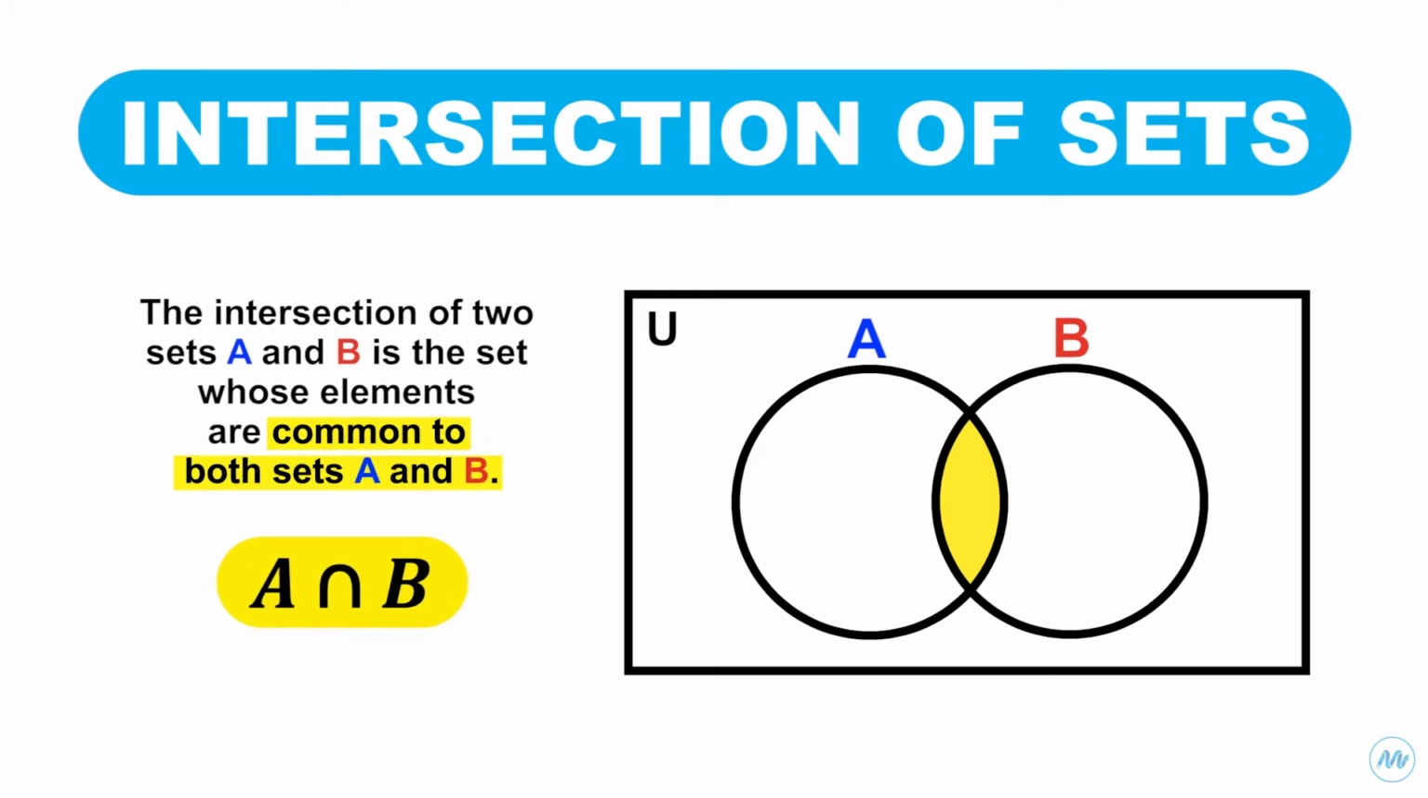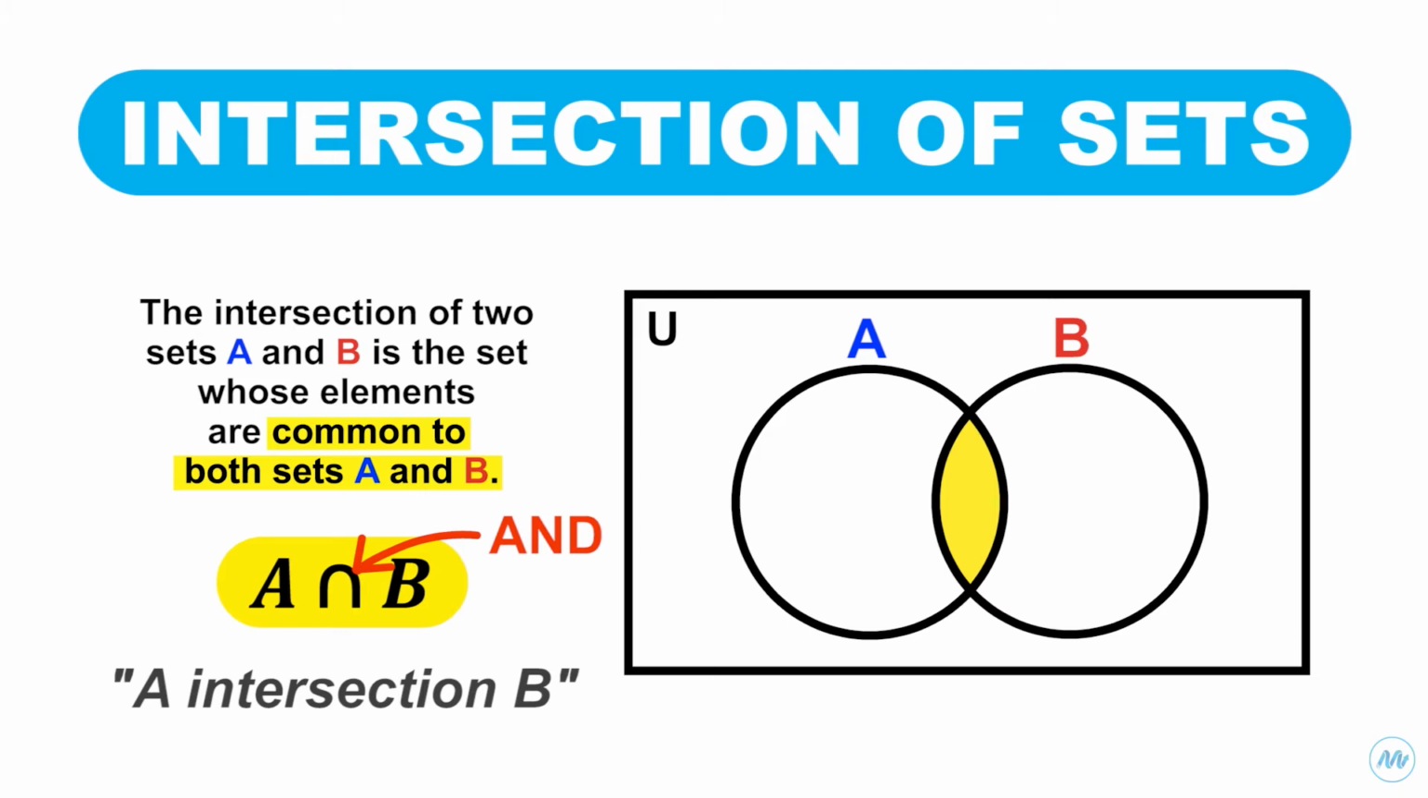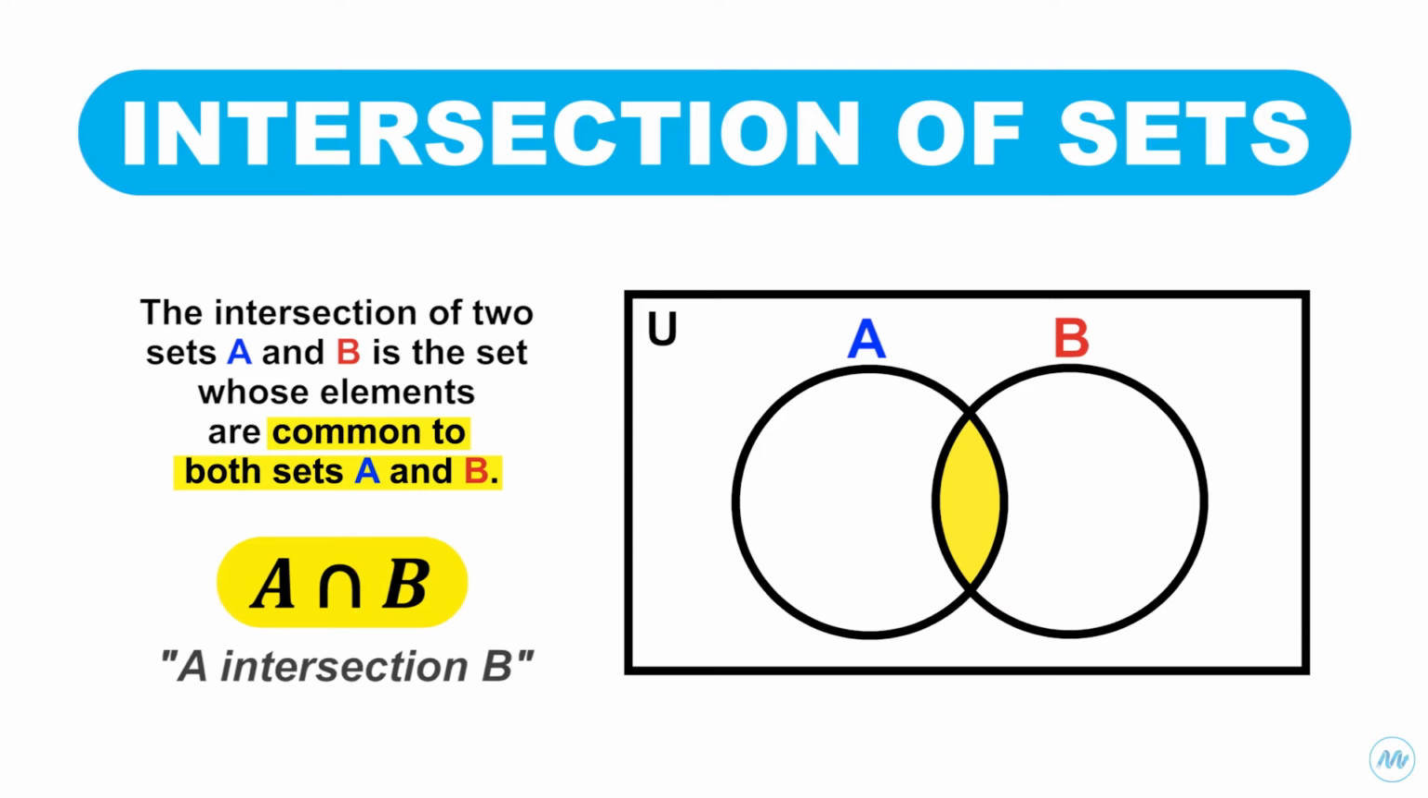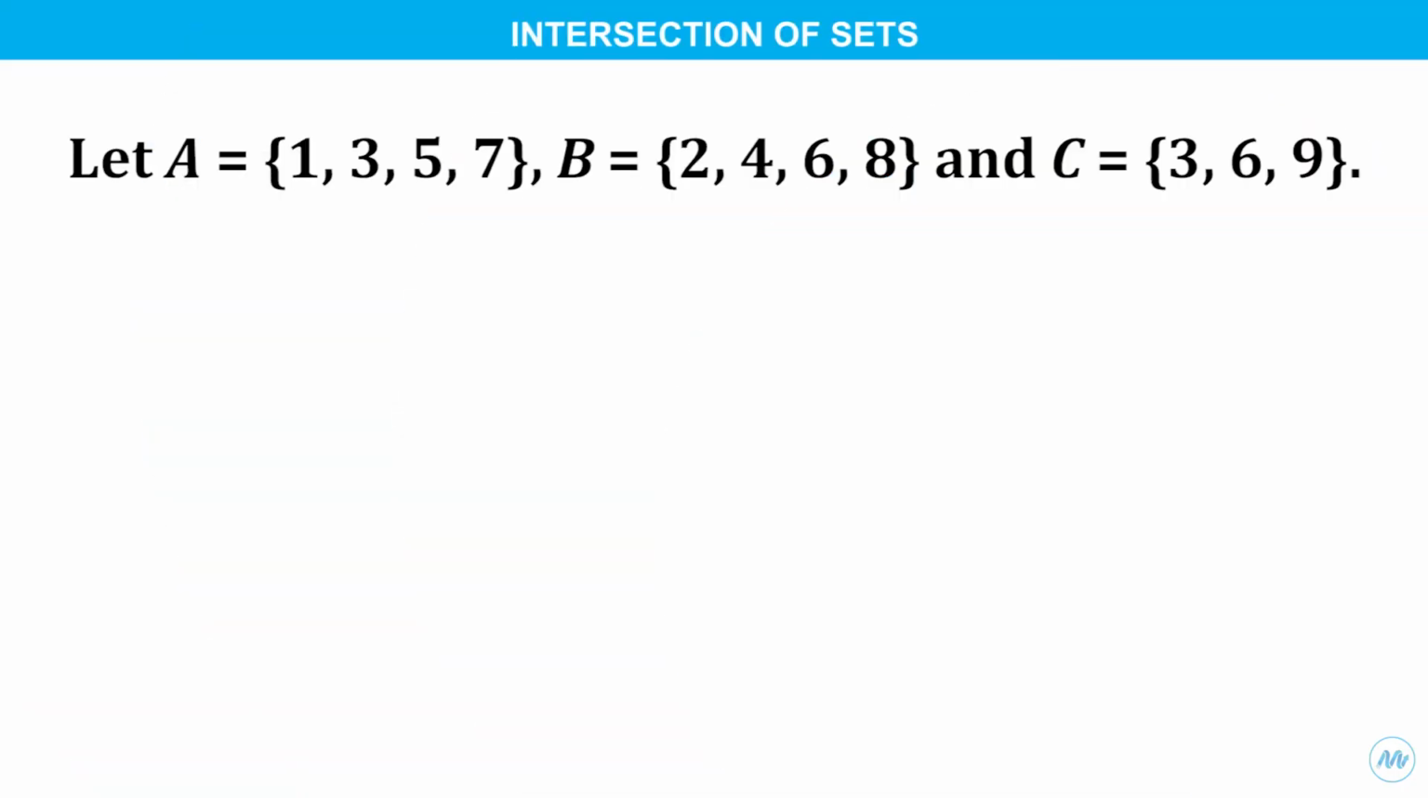And this is how we write the intersection of A and B in symbols, which is read as A intersection B. The intersection symbol also means "and." Thus, A intersection B can also be read as A and B. Let us explain this set operation with examples.